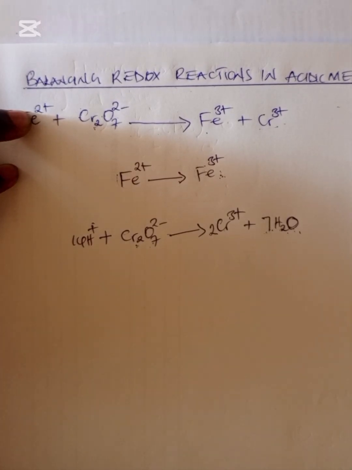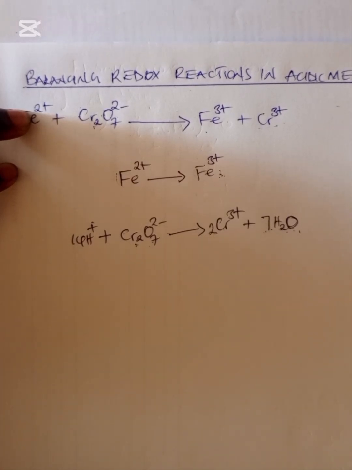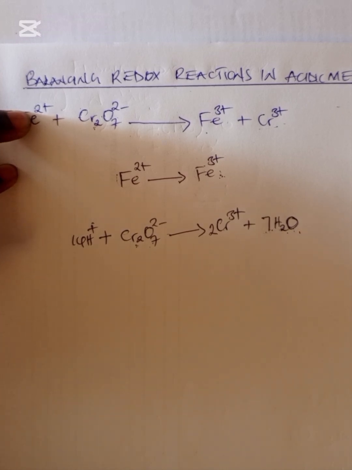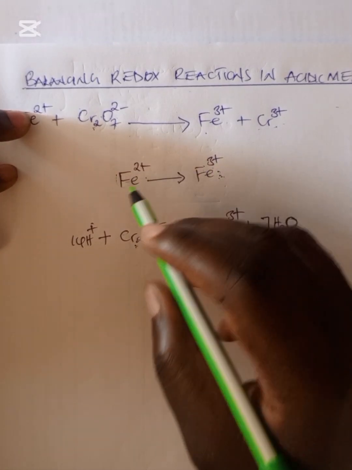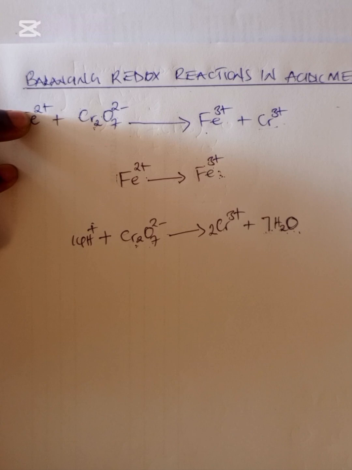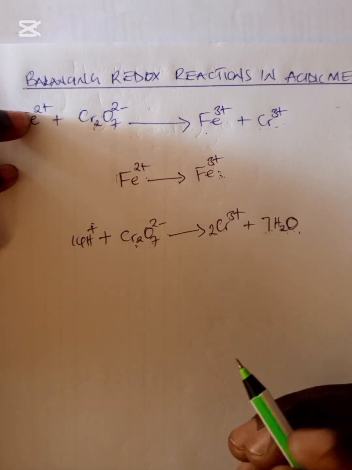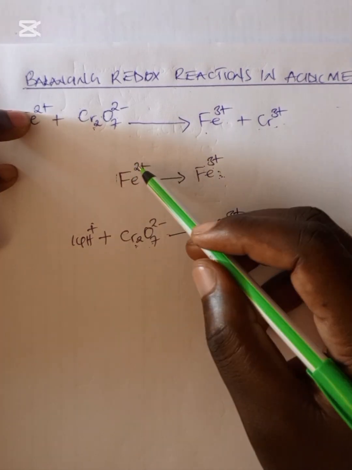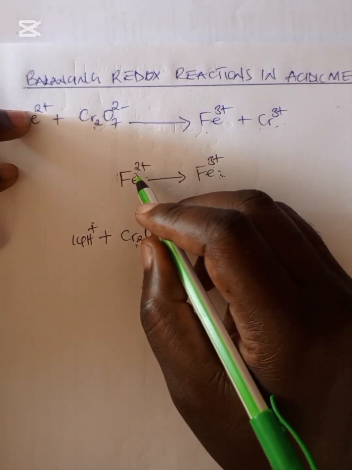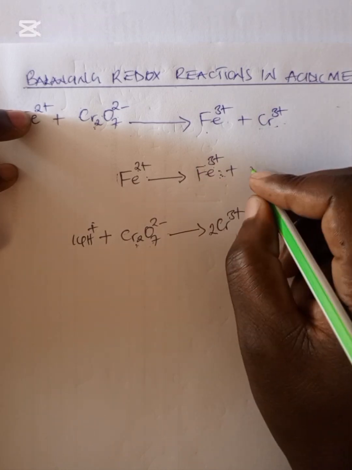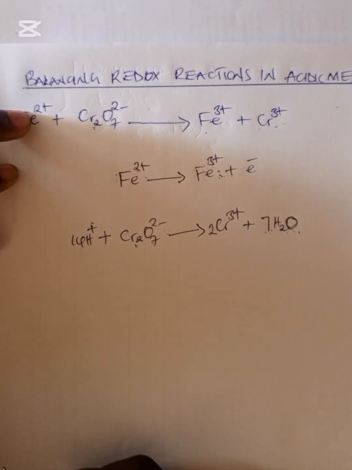Following your steps, once you have balanced oxygen and hydrogen, the next step is to balance the charges on the left and right side of the equations. Here the charge is 3, and here the charge is 2. You always balance where you have a bigger charge. So you add the difference between 3 and 2, which is 1. So you're going to add 1 electron here so that you balance it like that.